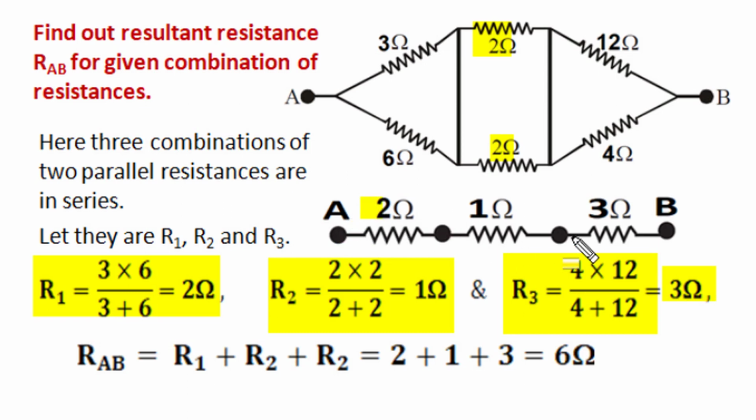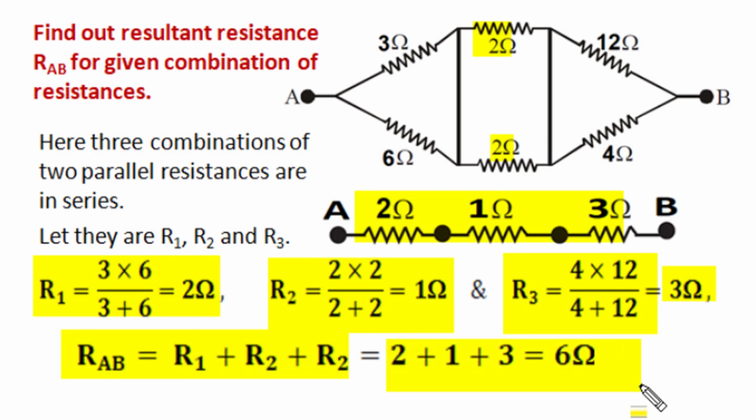And now this 2 ohm, 1 ohm and 3 ohm are in series to each other, and their equivalent resistance is obtained by summation as 6 ohm. So equivalent resistance across A and B of this circuit is 6 ohm.